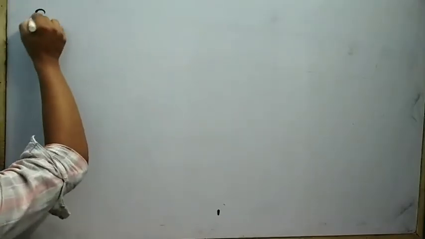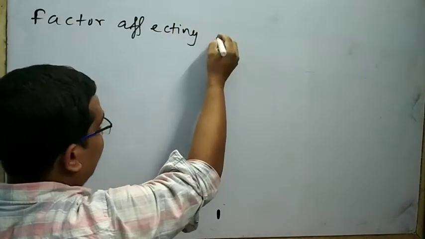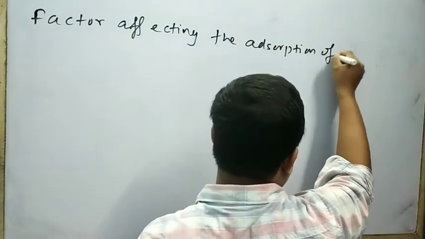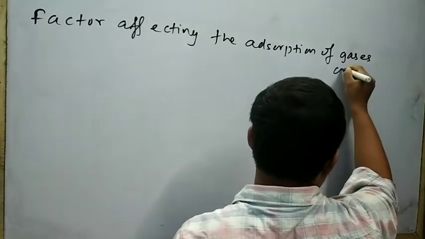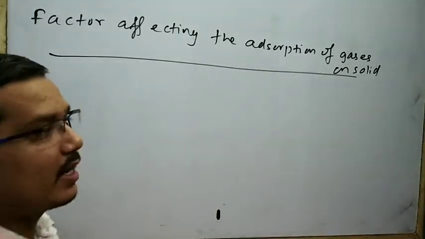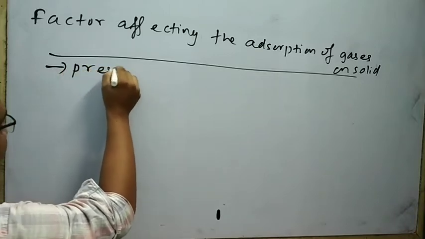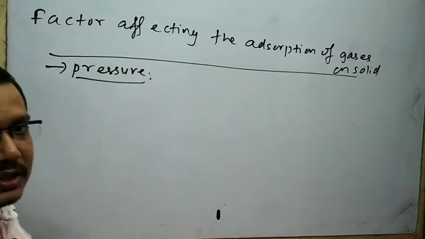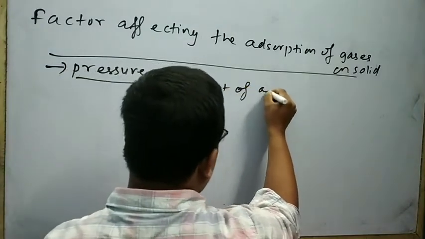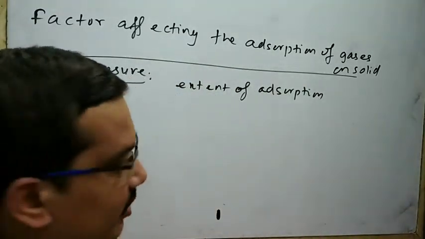Next I will explain the factors affecting the adsorption of gases on solid. What are the factors affecting the adsorption of gases on solid? First factor is pressure. There is no relation of extent of adsorption with the pressure in case of chemical adsorption.